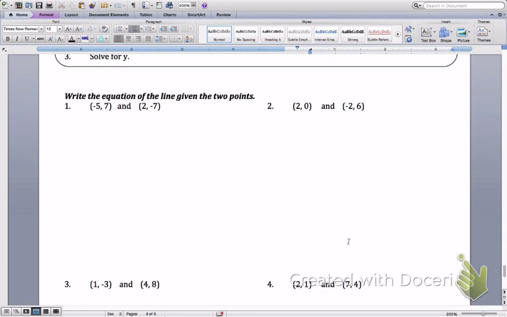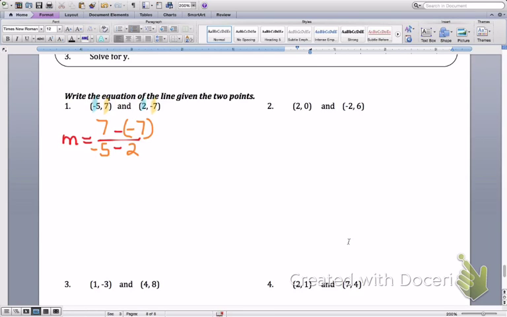So number 1, we're going to go ahead and find our slope. We've done that many times before. We're going to go m equals, remember we subtract the y's on the top and we subtract the x's on the bottom. So my y values are 7 and -7. I'm going to put 7 on one side, -7 in parentheses on the other side. My x values are -5 and 2. We're going to subtract those, -5 and +2.